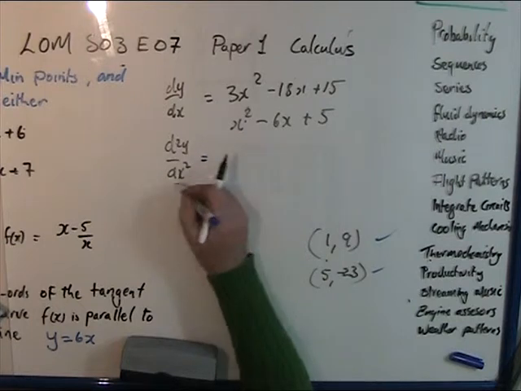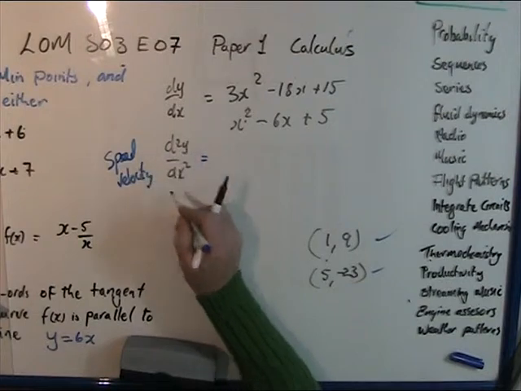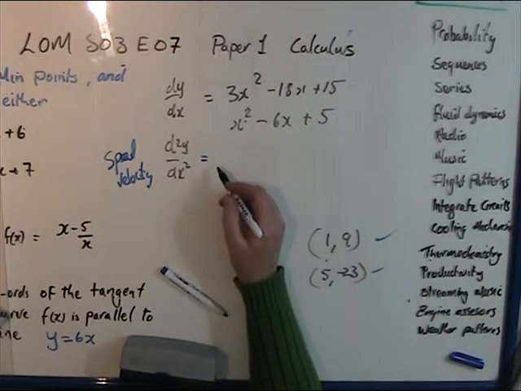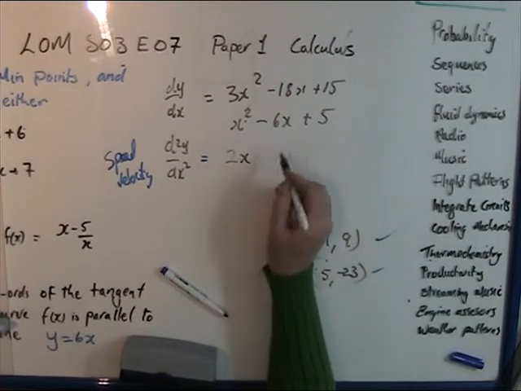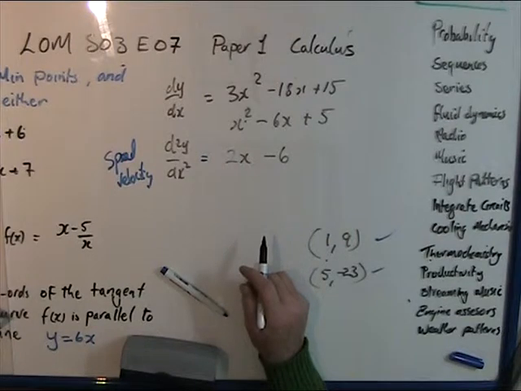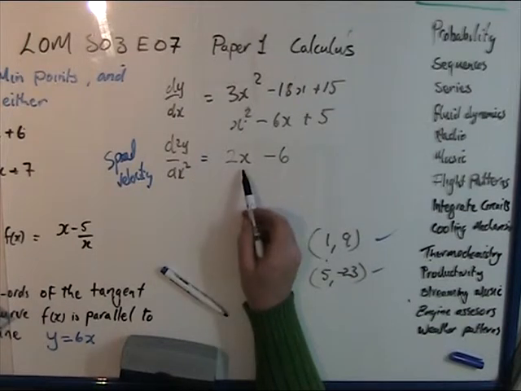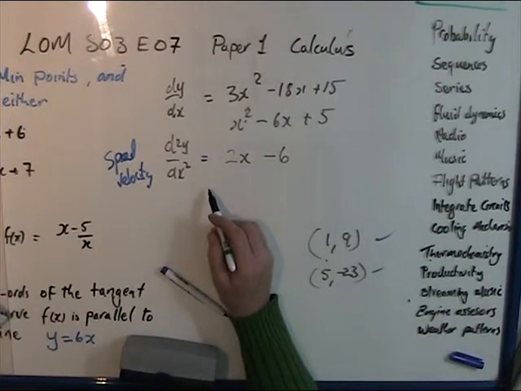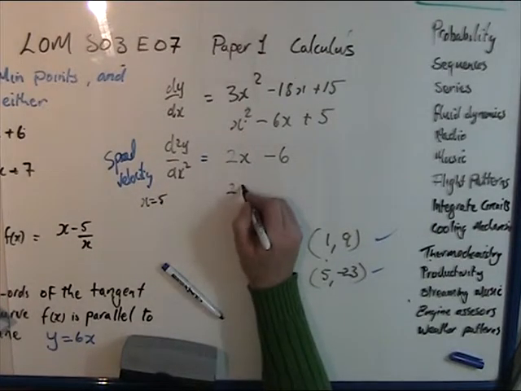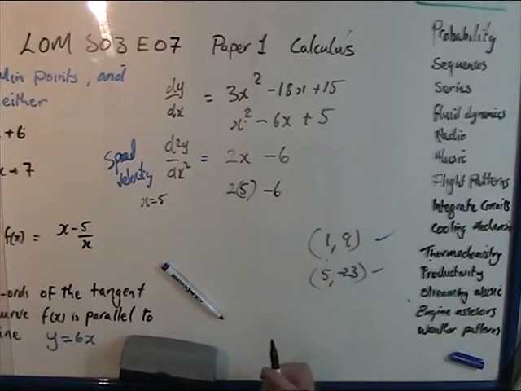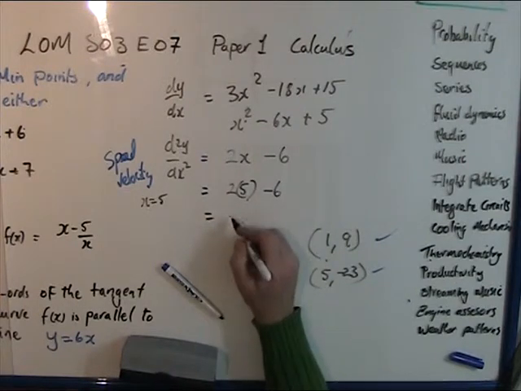This is actually speed or velocity, so you're finding out the peak at which these things happen. So I'm going to derive it again. This becomes 2x minus 6. Now I reintroduce my values. I've got the second derivative, 2x minus 6. I put in x is equal to 5: 2 times 5 minus 6 is equal to 10 minus 6, which is 4.